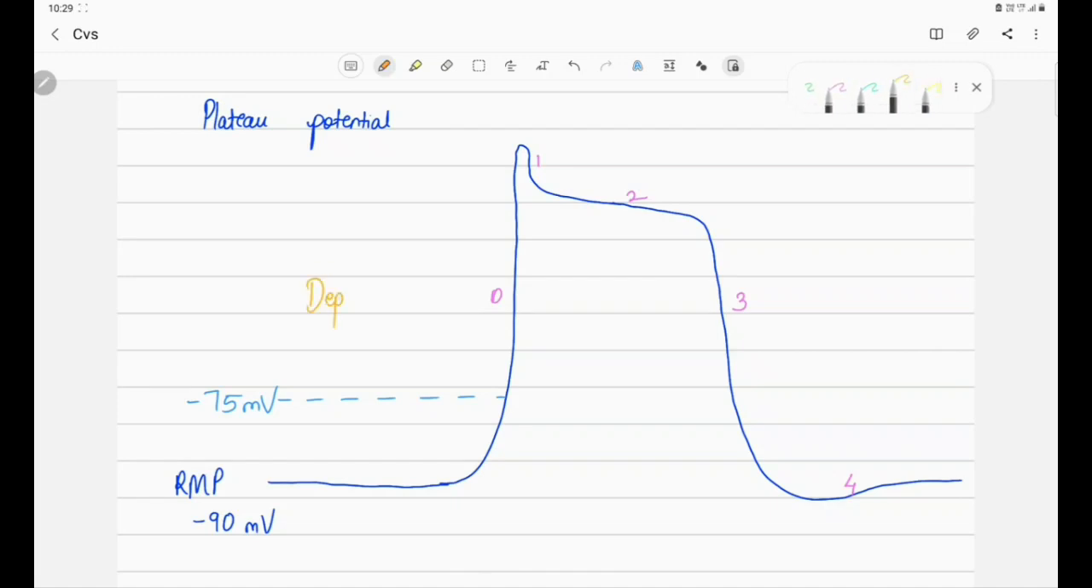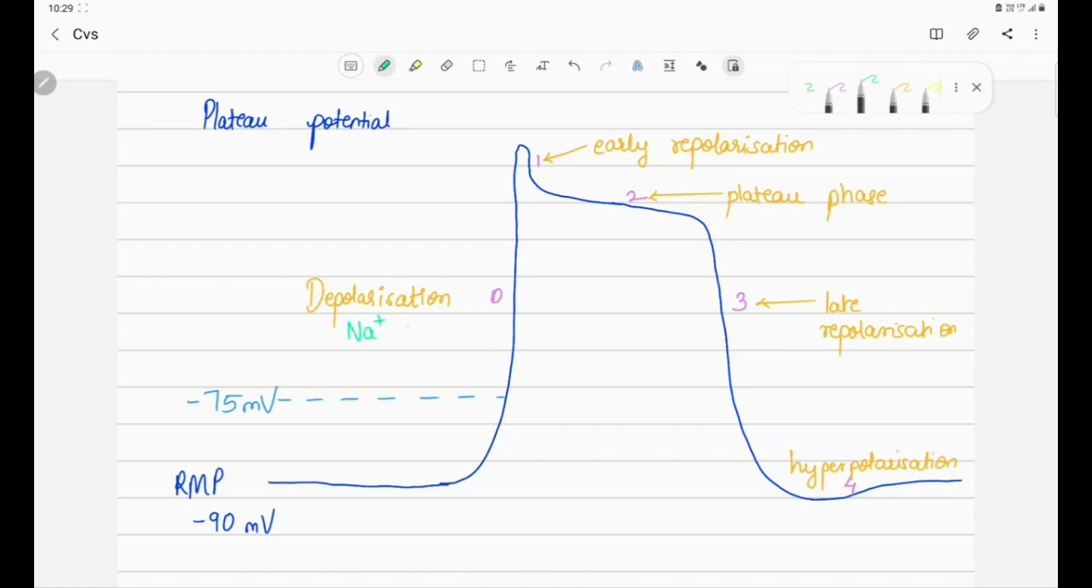Phase 0 is your depolarization phase. Phase 1 is the early repolarization phase. Phase 2 is the plateau phase. Phase 3 is the late repolarization phase. And phase 4 is hyperpolarization. The reasons behind the phases: depolarization is caused by sodium influx.